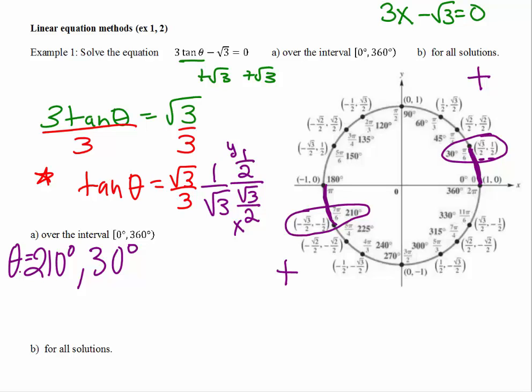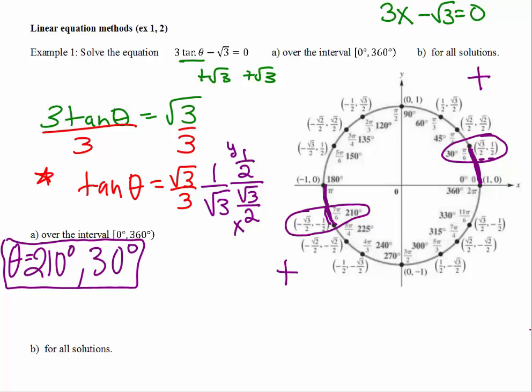So the angle that has a tangent value of positive square root of 3 over 3, there are two angles that have that positive tangent value, and that would be 30 degrees in quadrant 1 and 210 degrees in quadrant 3. So we always want to make sure that we look in both quadrants where that trig function is positive. Now, these are our two solutions over the interval 0 to 360 degrees.